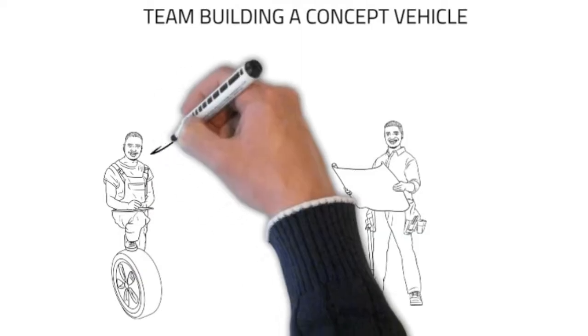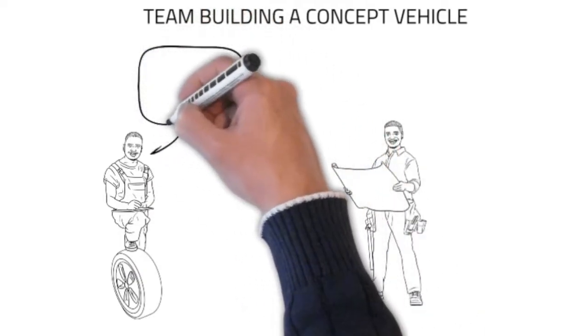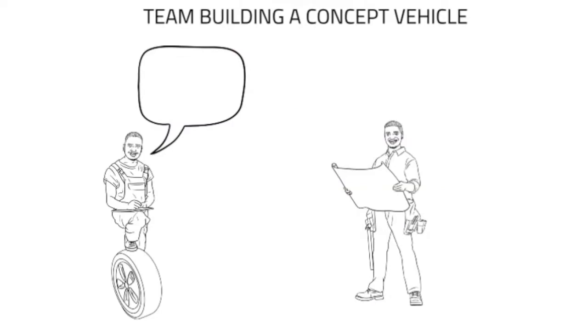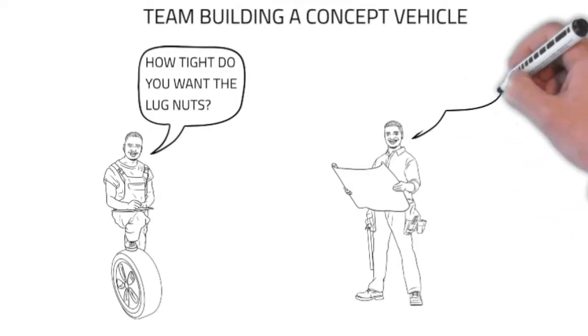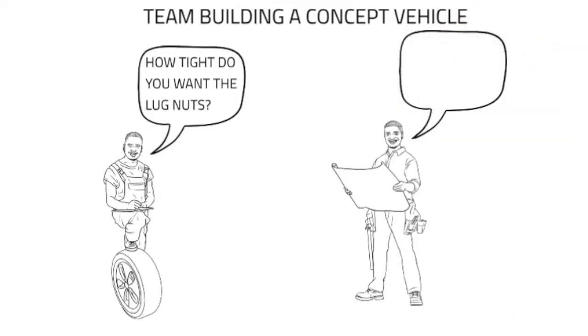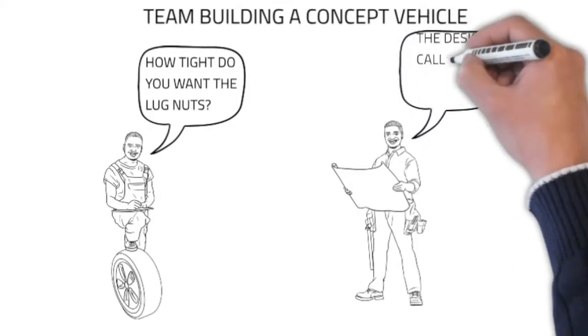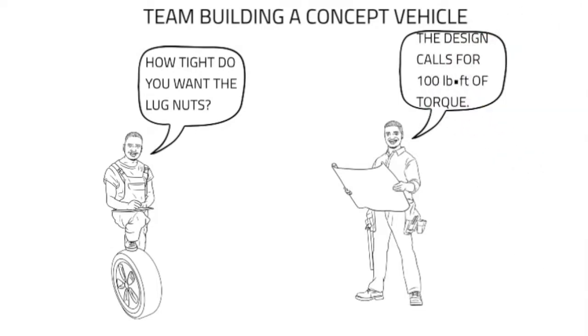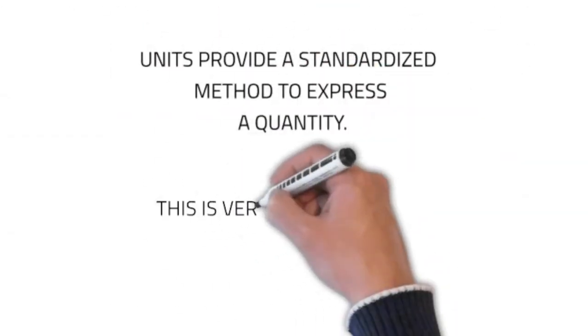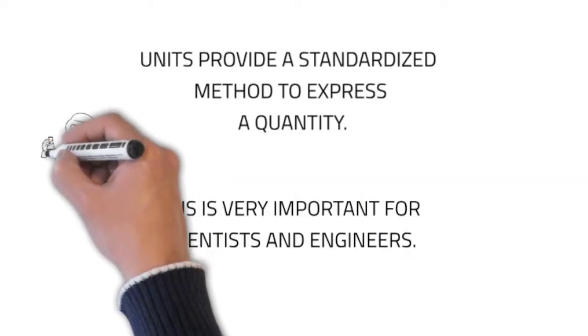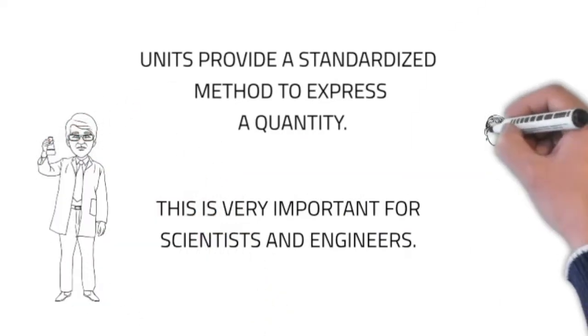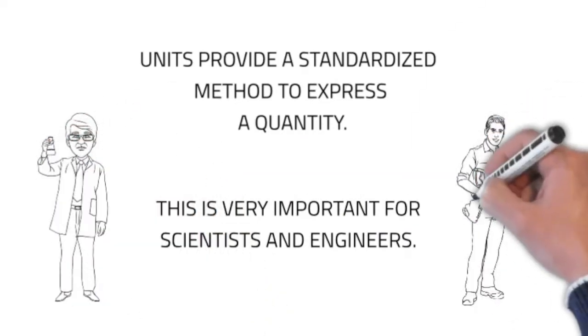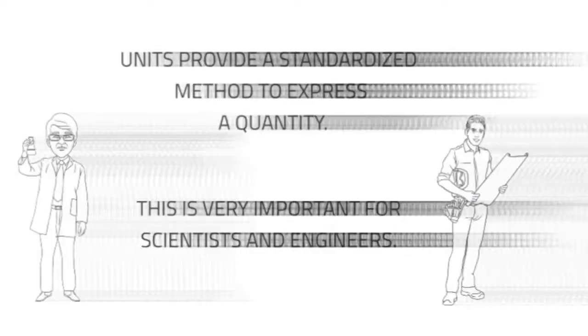So again, let's take the example of a mechanic asking, "How tight do you want the lug nuts?" And the engineer replies, "The design calls for 100 pound-feet of torque." That is a more useful response. So units provide a standardized method to express a quantity. From these examples, and from many more applications, this is very important for scientists and engineers.